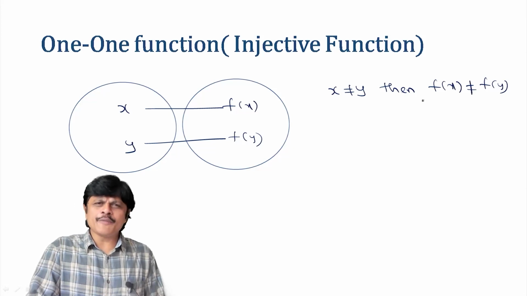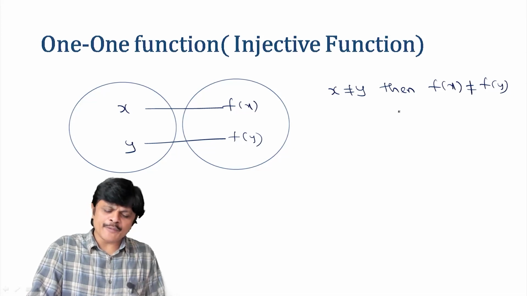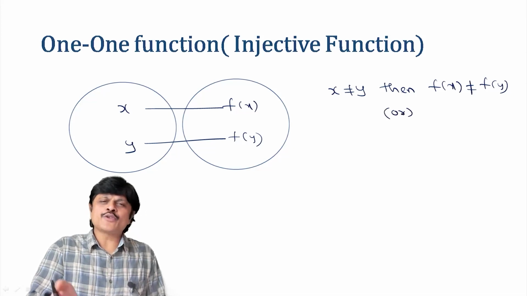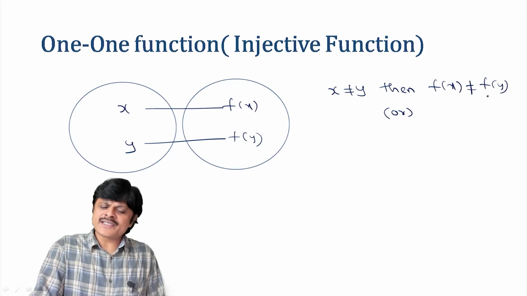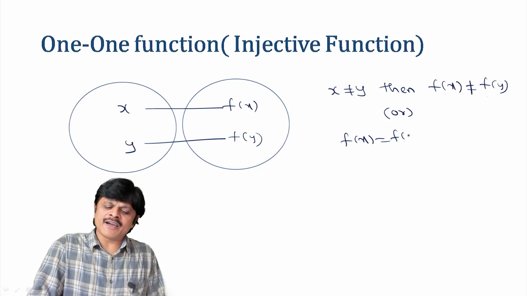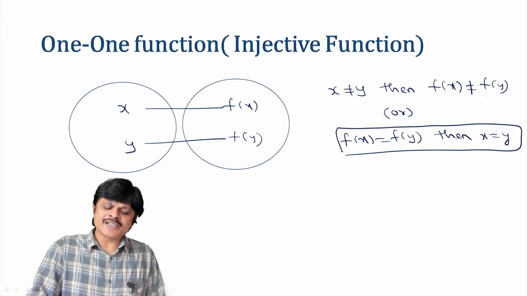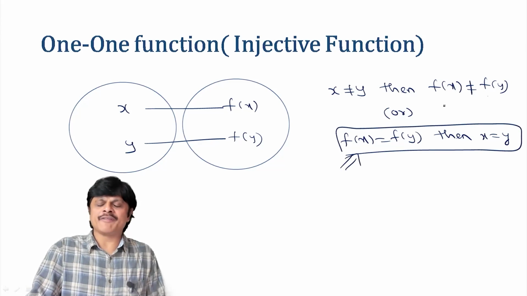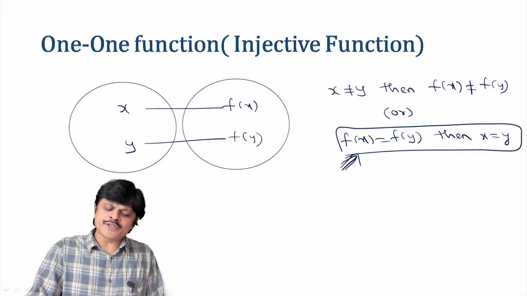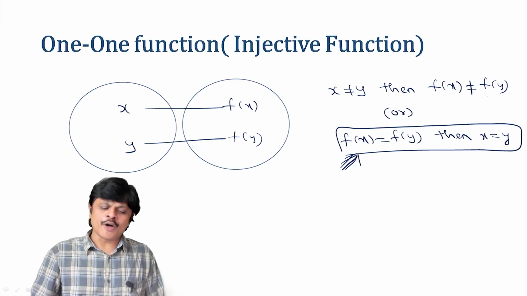But this is difficult to verify, so we use an alternative version of this, called the contrapositive of it, which is negation of this, then negation of this. That is, if f(x) is equal to f(y), then x equals y. So this is how we verify whether the given function is one-one. This is very simple to verify. Whereas if you want to verify directly, you need to consider all pairs of unequal elements and check their images are also not equal, which is difficult. So we use this technique to check whether the given function is one-one or not.